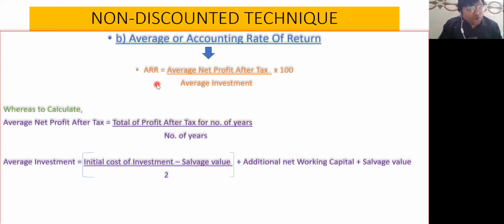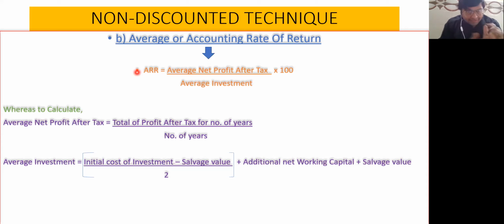And the ARR formula, this is the main formula, right? So ARR is equal to what, bacha? ARR is equal to average net profit after tax divided by average investment into 100. Into 100, why? Because we have to find the answer in percentage.